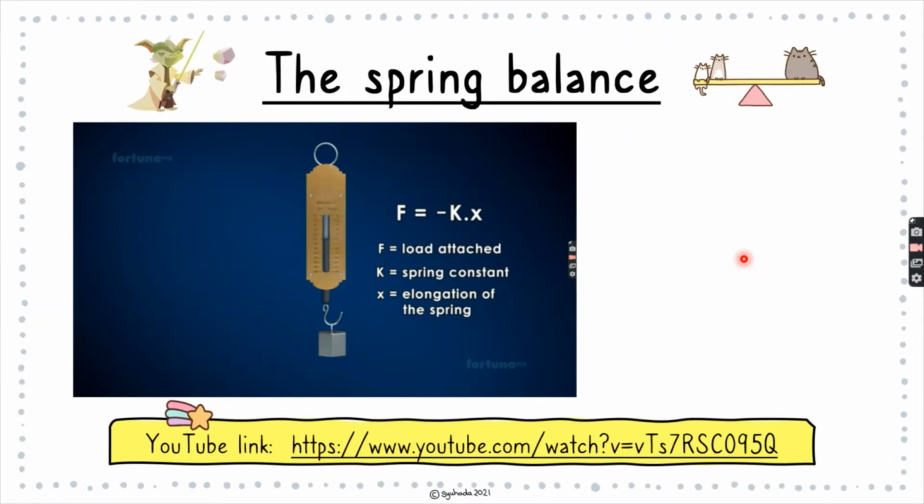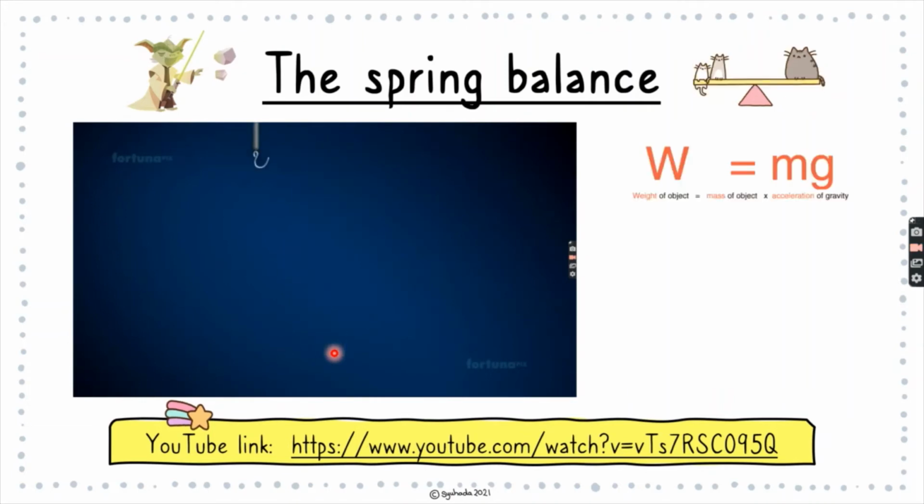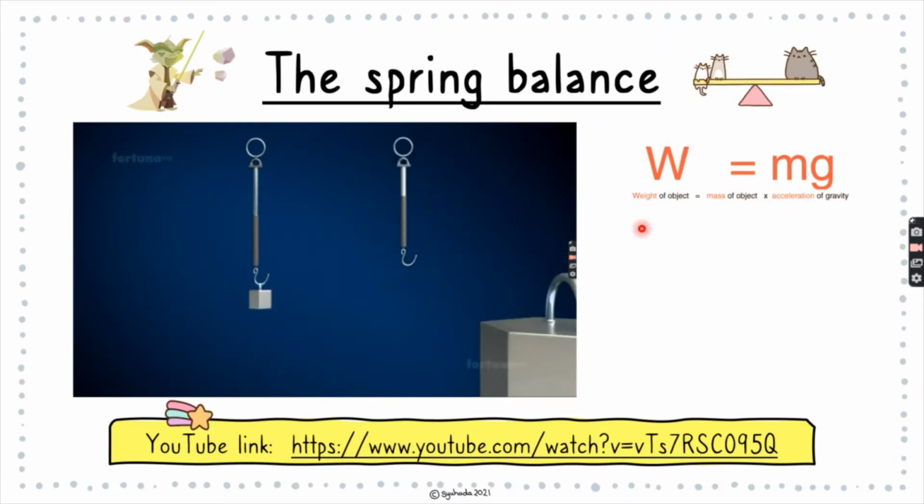Alright, so how does the spring balance work? The spring balance itself looks like this, and it has a hook at the bottom, and you can add the load on it, so you can measure the force of that load itself. And when we're talking about the force here, we're looking at weight, which is the mass of an object times acceleration of gravity. And weight itself is a force.